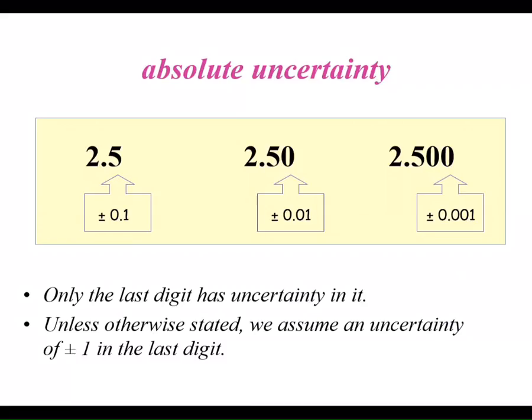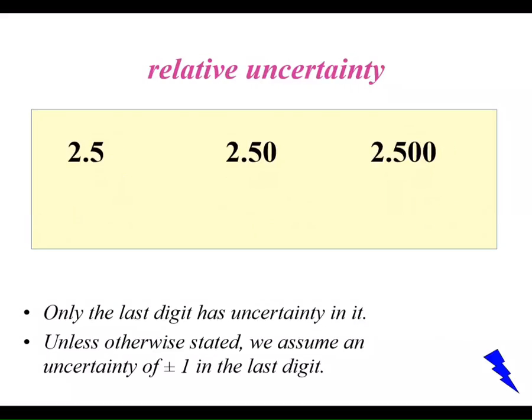If we take those amounts and divide by the measured quantity in the first place, the reported quantity, then we get what's called the relative uncertainty. In the first case, we get a relative uncertainty of 1 in 25 parts. The next one, we get a relative uncertainty of 1 in 250 parts. And the third measured quantity, 2.500, we have an uncertainty of 1 in 2,500 parts.